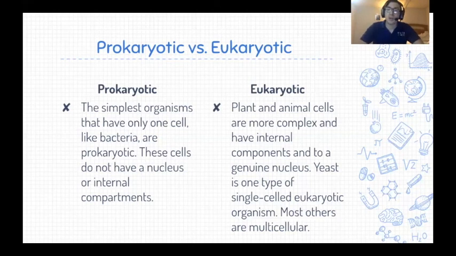A eukaryotic cell is any plant or animal cell that is much more complex and has internal compartments called organelles. An example of a single-celled eukaryotic organism is yeast. Most other eukaryotic cells are going to be multicellular. So make sure you remember that.